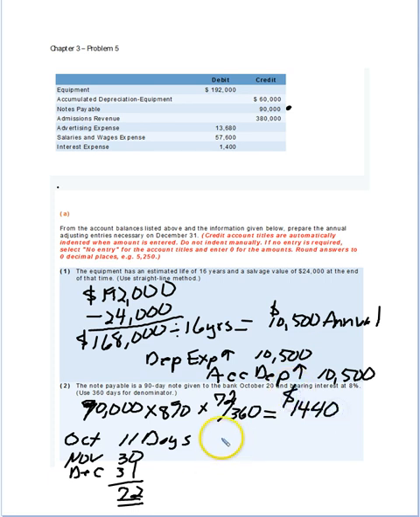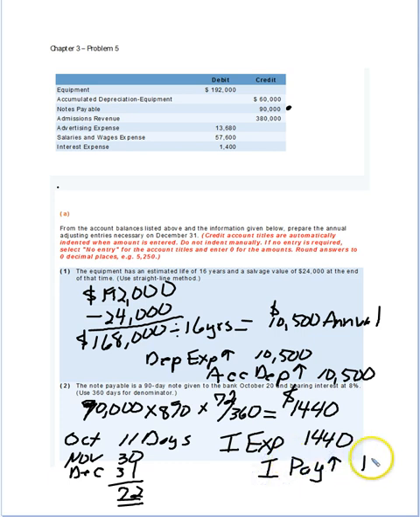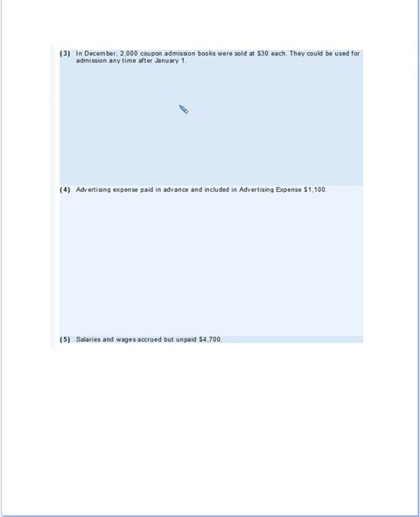Okay, so here would be our journal entry. We would debit interest expense, just going to abbreviate interest as an I, and we would credit, we haven't paid it yet, so it's an interest payable. So I'm abbreviating payable, P-A-Y. All right, let's go on to the next one.